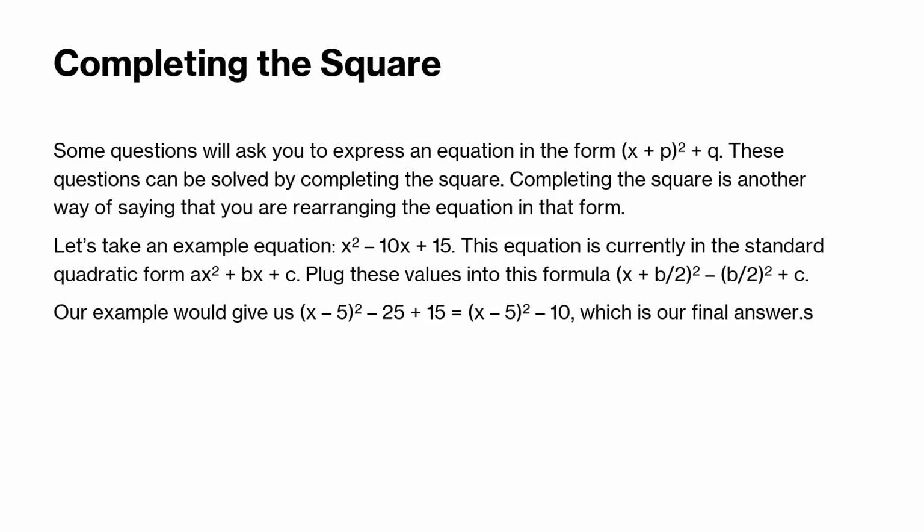Our example would give us x plus b over 2, in this case it's minus 10, so we have minus 10 over 2, which is just minus 5, all squared, minus 25, which is again 10 over 2 squared would give us 25, and then we have a negative sign, so it would give us minus 25 plus c, which is 15, gives us x minus 5 all squared minus 10, which is our final answer.